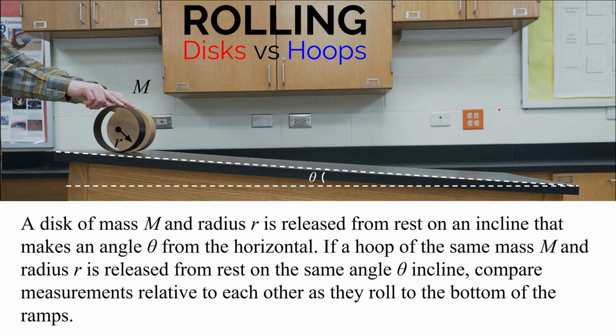The last thing we're going to talk about is just a little quick comparison between a hoop rolling down an incline and a disk rolling down an incline. And let's imagine both of these things have the same mass and they have the same radius. We're going to release them from rest on the same angle incline.